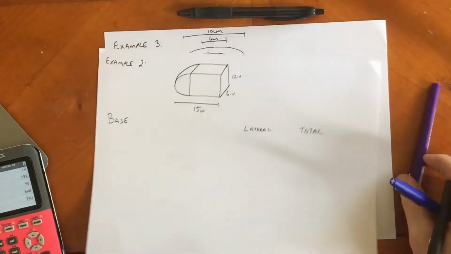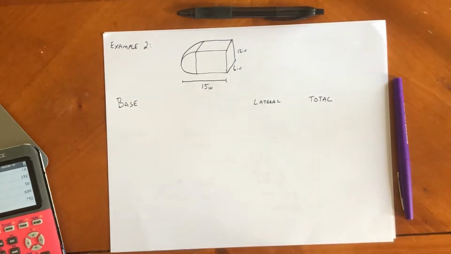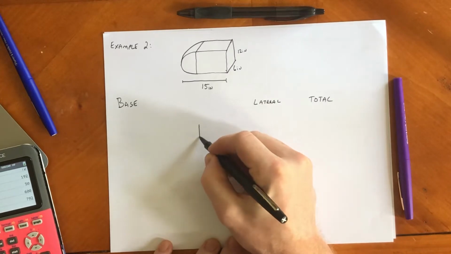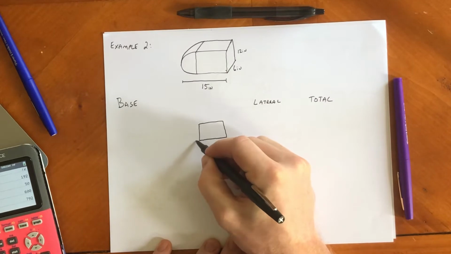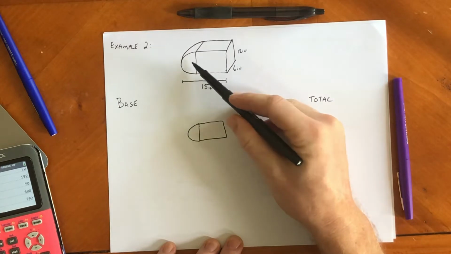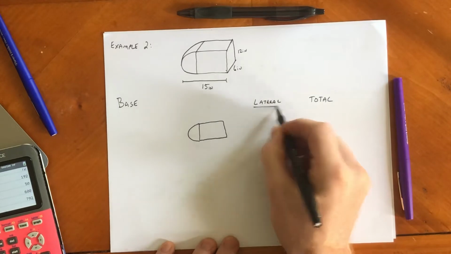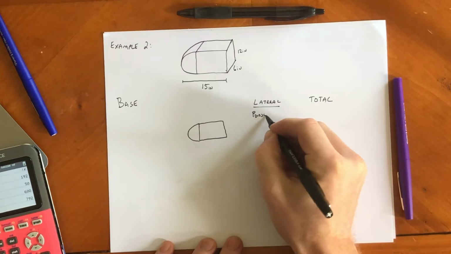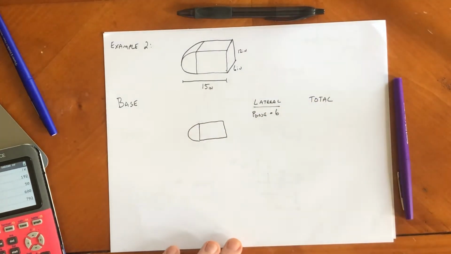Let's try example 2 here. So example 2, again, is another prism type problem, right? Because you have a base, and here the base is going to be made up of this rectangle, and this little semicircle here, right? So it's a cylinder on top of a prism, so it's going to be the same base all the way through. So what I need to do to find the lateral area is I'm going to take the perimeter of the base, and I'm going to multiply that by the depth of the shape, which is going to be 6, right?